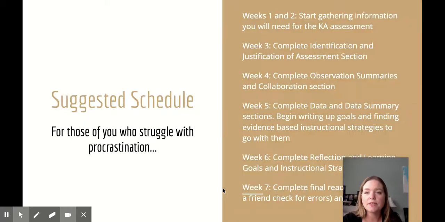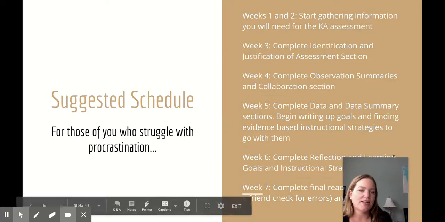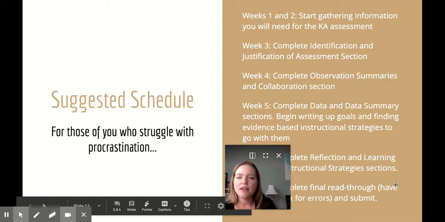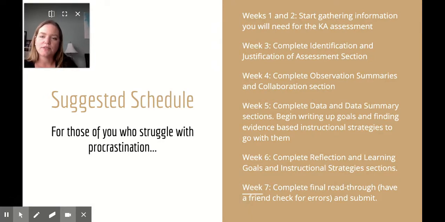So, all right, now my final section here is the suggested schedule. For those of you who struggle with procrastination, and some of you shared with me that you do struggle with that, breaking up a big assignment works better for you. I'm not going to put due dates on here as far as what you turn in to me, but I am going to give you this breakdown that maybe will help you. You can maybe use it as your own personal due dates. So weeks 1 and 2, and we're already finishing up week 2 here, is a time to start gathering information you're going to need for the KA assessment. So hopefully you've been working on that.